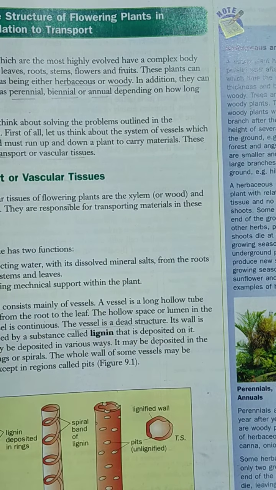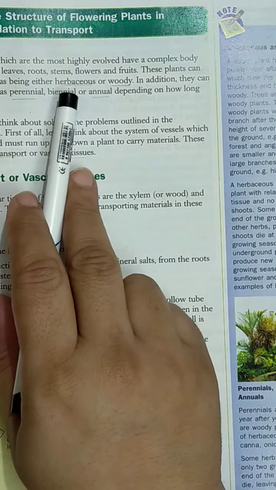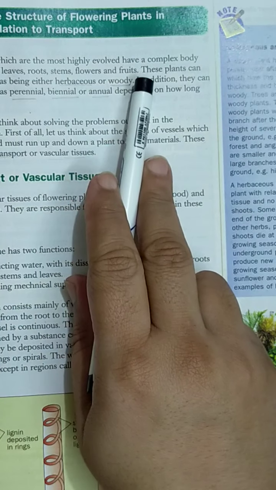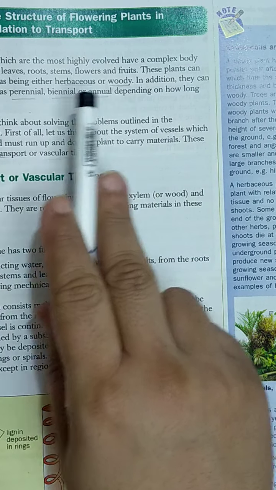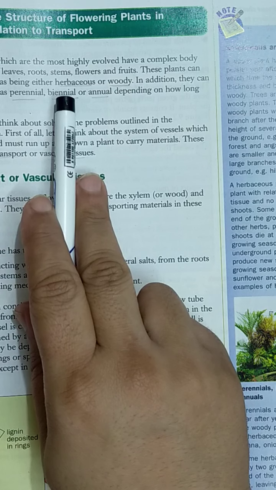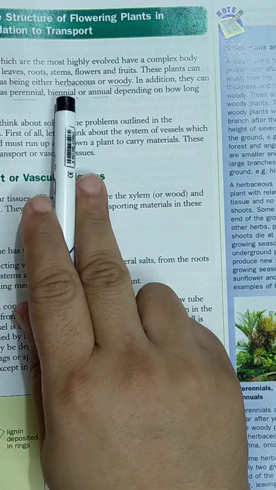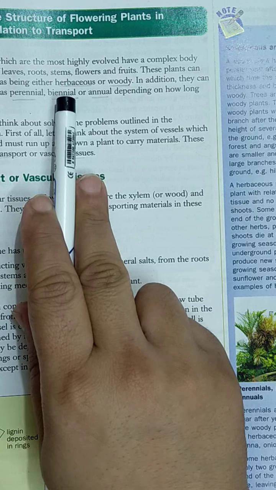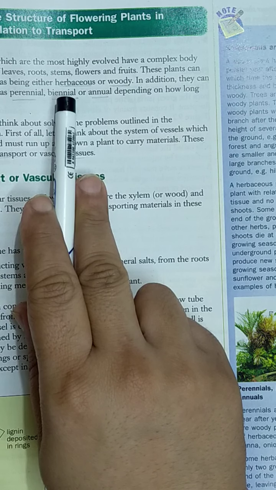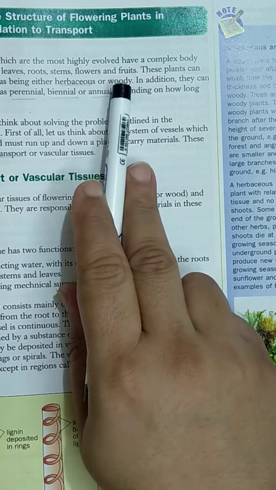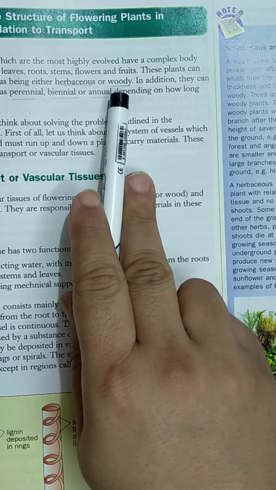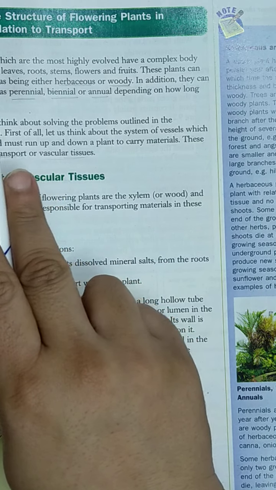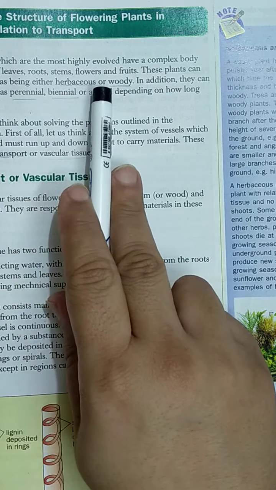So they are the most developed form of the plant kingdom. First of all, I'll tell you that we can classify plants as herbaceous or woody plants. Herbaceous plants are plants which are just like herbs, for example, coriander and mint. In the same way, woody plants have hard stems. So first of all we classify them into herbaceous and woody.